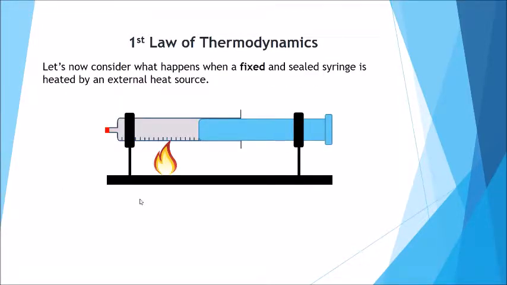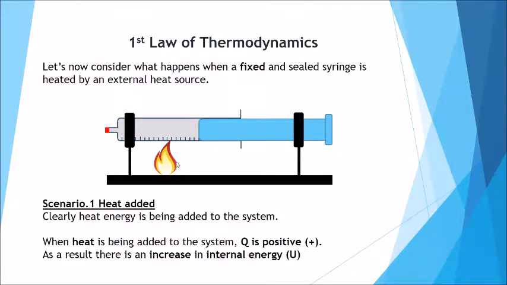So our first scenario, let's have a look. We have a fixed and sealed syringe. Fixed meaning that it's mounted and it can't move. Okay, and the plunger is fixed in its position, and we're going to heat up. We're going to add extra energy into this system. In this scenario, heat is being added into the system, so the heat Q is positive. It's increasing. As a result, there's an increase in the internal energy of the system. That should make sense. We're not doing any work. We're not moving this plunger at all. However, we're increasing the amount of heat into the system, and accordingly, our internal energy has increased.